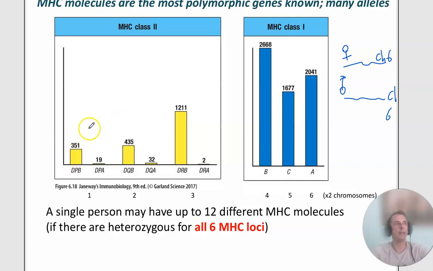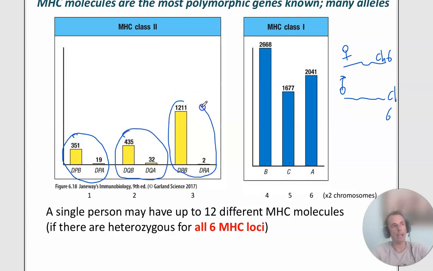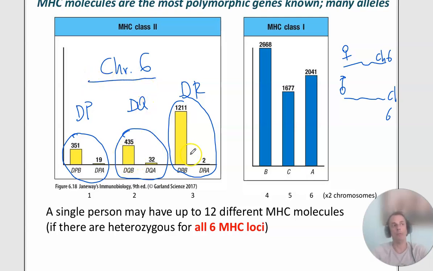Also, on your right-hand side figure, you see the number of different alleles of the A and B genes found on the 3 different loci on chromosome number 6. So we are talking about huge numbers of alleles that code eventually for an alpha and a beta chain on an MHC class II molecule.